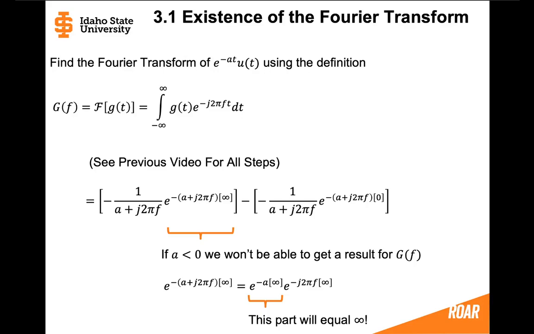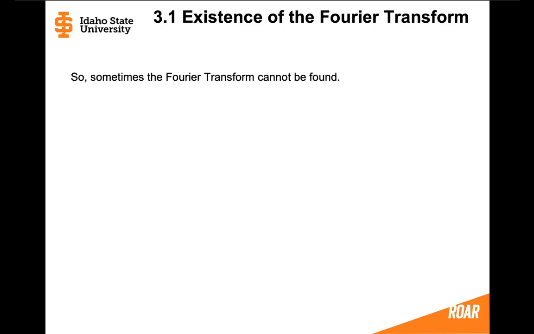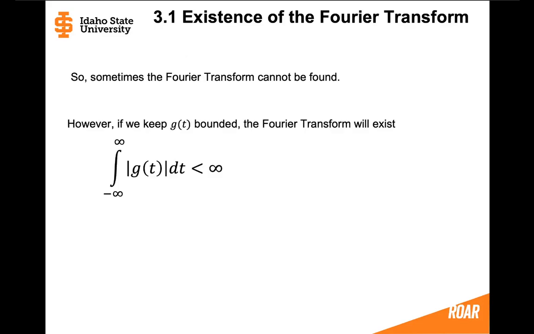And we can see that this one doesn't exist for our example because, right, if a had been less than 0, then when we tried to evaluate that part of the integral, it would have been equal to infinity, and therefore the Fourier transform we wouldn't have been able to evaluate. So for certain values of a, we would not have been able to have the Fourier transform exist. So maybe we can come up with an expression to say when the Fourier transform does not exist. So sometimes it can't be found.